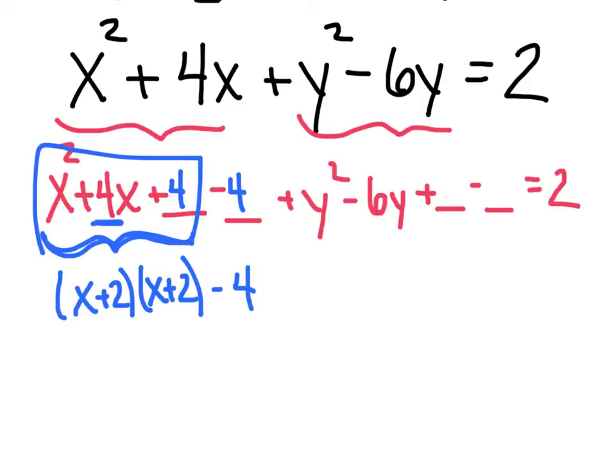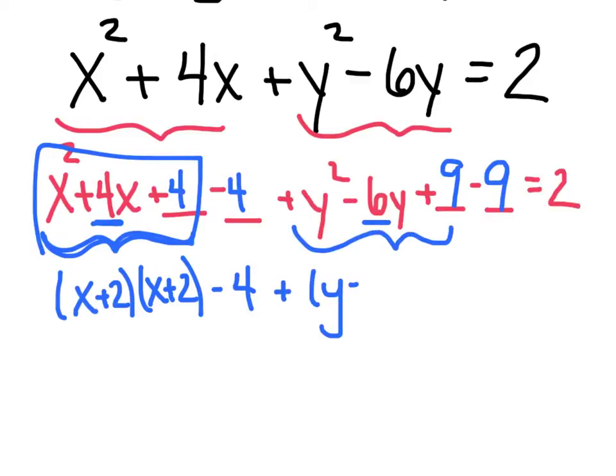I'm going to do the same thing with my negative 6. Cut my negative 6 in half. I get negative 3. Square it, and I get 9. I'm going to add 9 and subtract 9. So those first 3 terms turn into a y minus 3 and a y minus 3. I still have this minus 9 equals 2. So it's just a little uglier. It's just 2 complete the squares in 1.